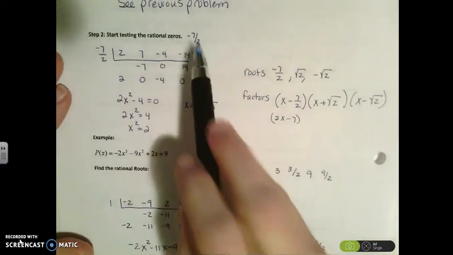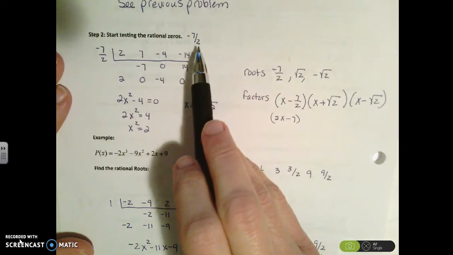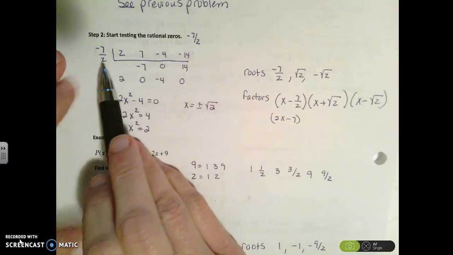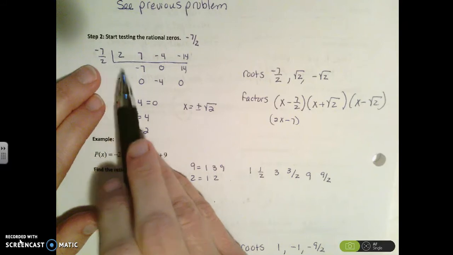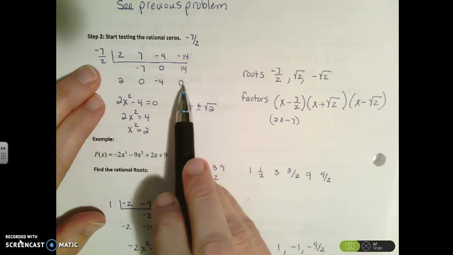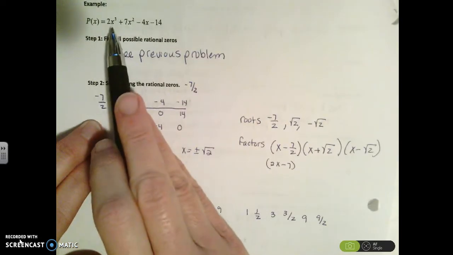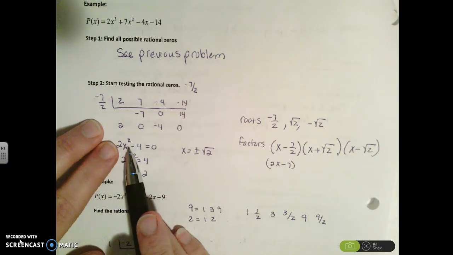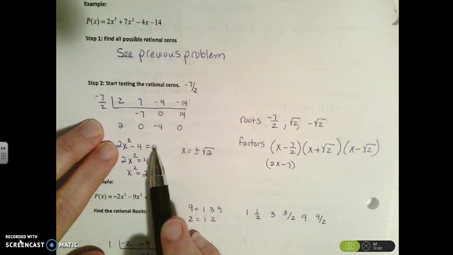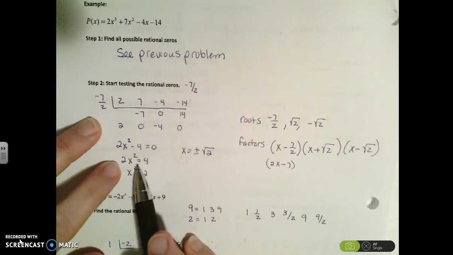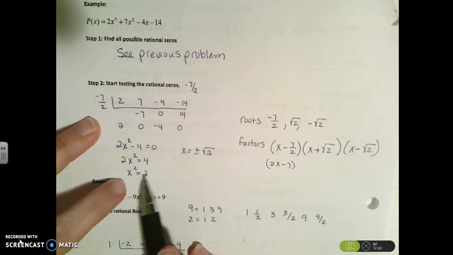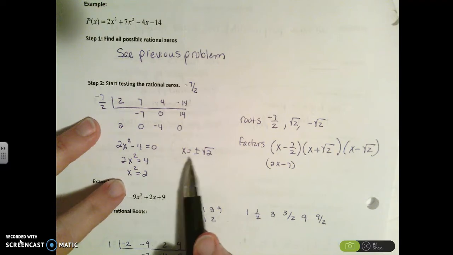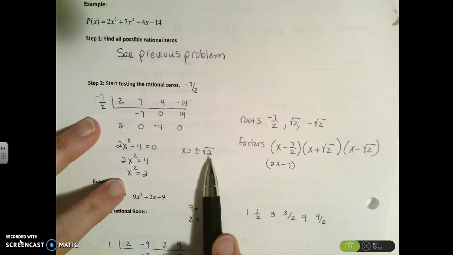So we're going to start doing synthetic division with negative 7/2. And if you notice here, when we did synthetic division with negative 7/2, it does work out to be 0, which means it is a root. So then what I'm left with, since I started with an x cubed problem, I'm left with an x squared problem. So now I have 2x squared minus 4 equals 0. And then if I move my 4 and divide by 2 and take the square root of both sides, I end up with plus or minus square root of 2.